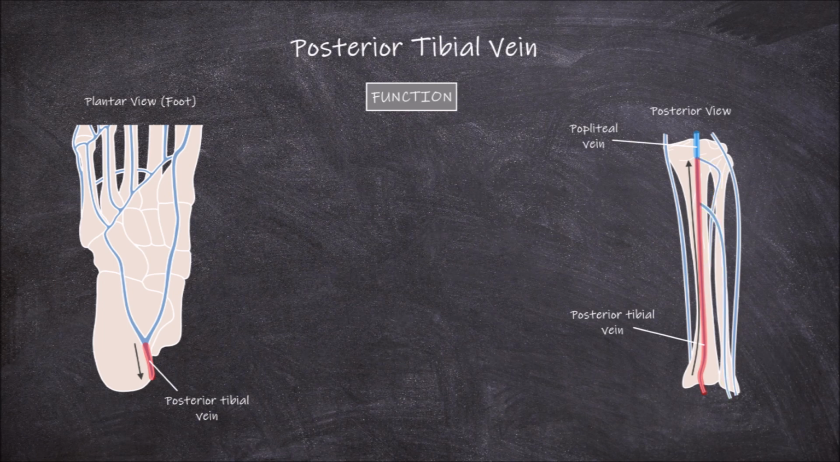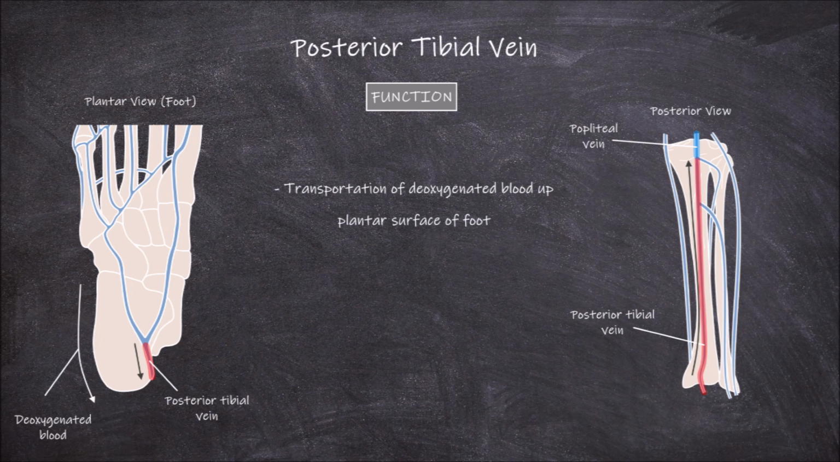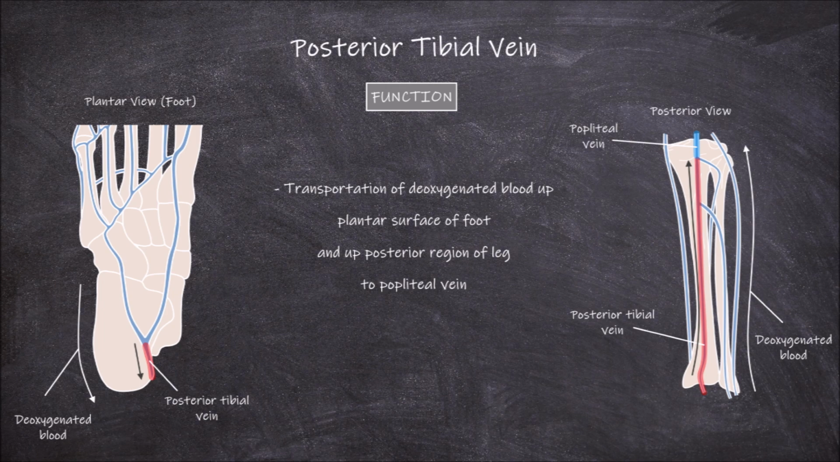What is the function of this vein? This vein functions in the transportation of deoxygenated blood from the plantar surface of the foot and posterior region of the leg up towards the knee. From this vein, blood runs through the popliteal vein and onwards on its way back to the heart.